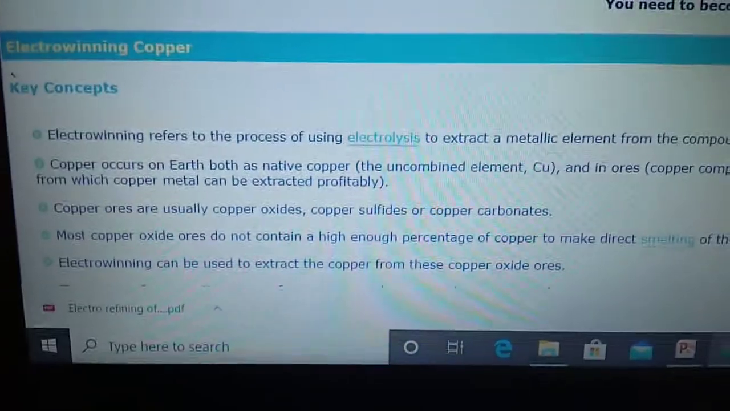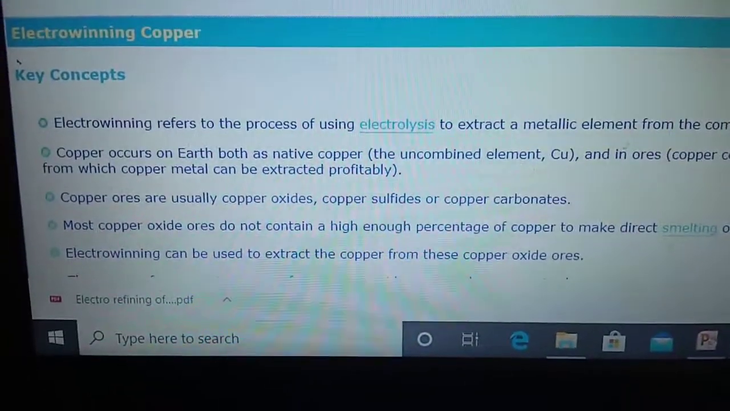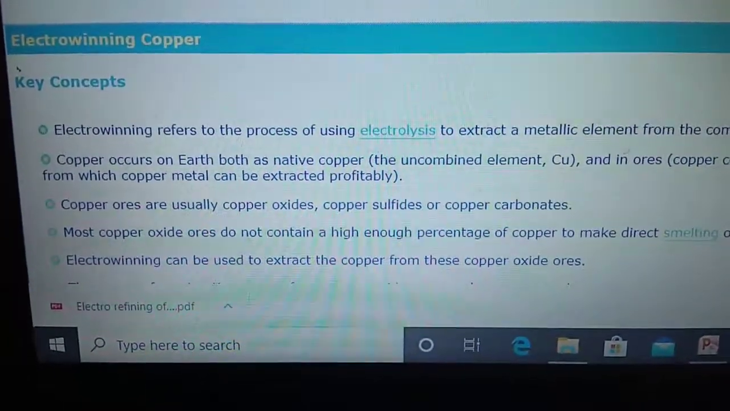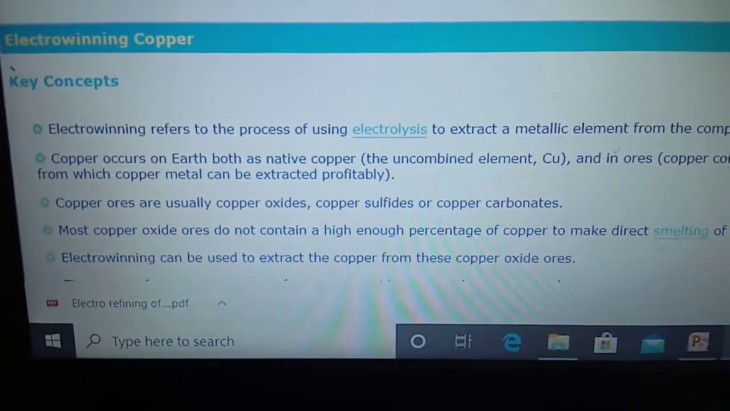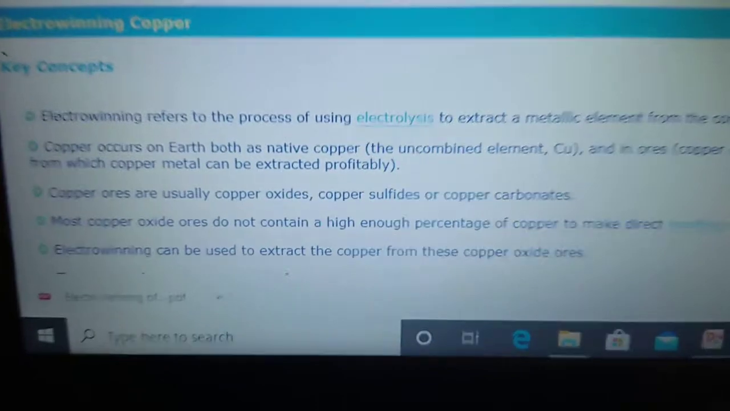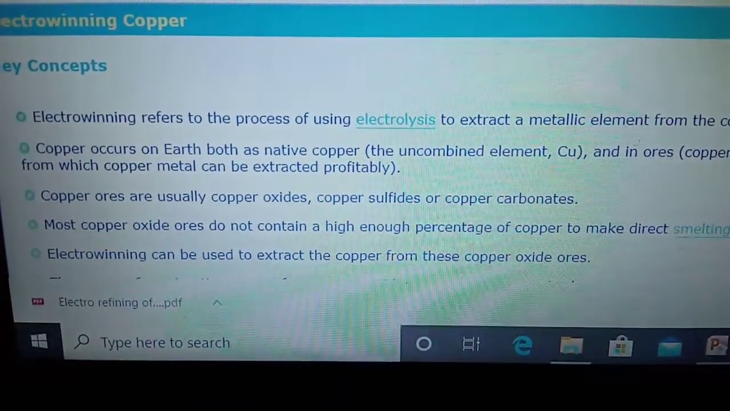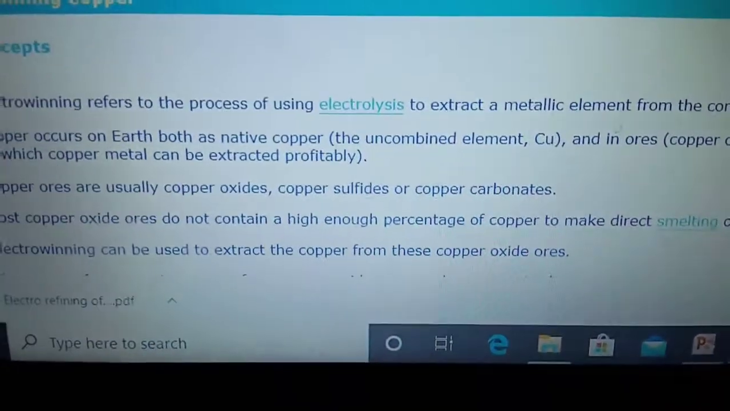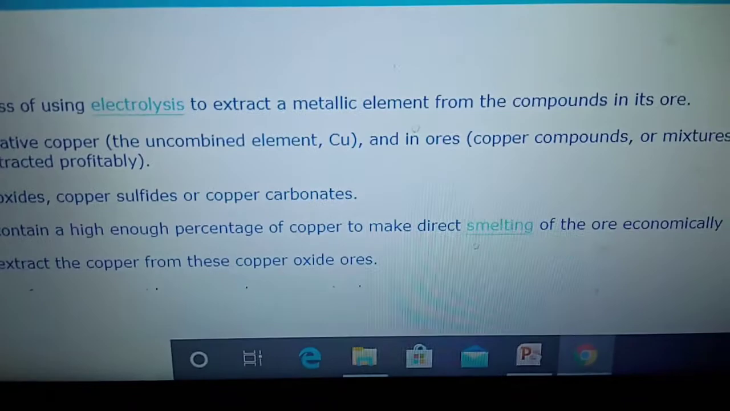Bismillahirrahmanirrahim. Today we are going to discuss electrowinning of copper and electrorefining of copper. So, what is the difference between electrowinning and electrorefining? Electrowinning, as written here, refers to the process of using electrolysis to extract a metallic element from the compound in its ore.